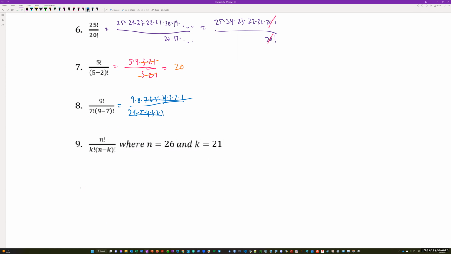What else do I need to write? 2 factorial. What's 2 factorial? 2 times 1. So then this is actually pretty easy to simplify here. You just get 2 goes into 8 4 times. 9 times 4 is 36. Does that make sense? You understand? This 7, 6, 5, 4, 3, 2, 1 cancels with 7, 6, 5, 4, 3, 2, 1, and then 2 goes into 8 4 times.